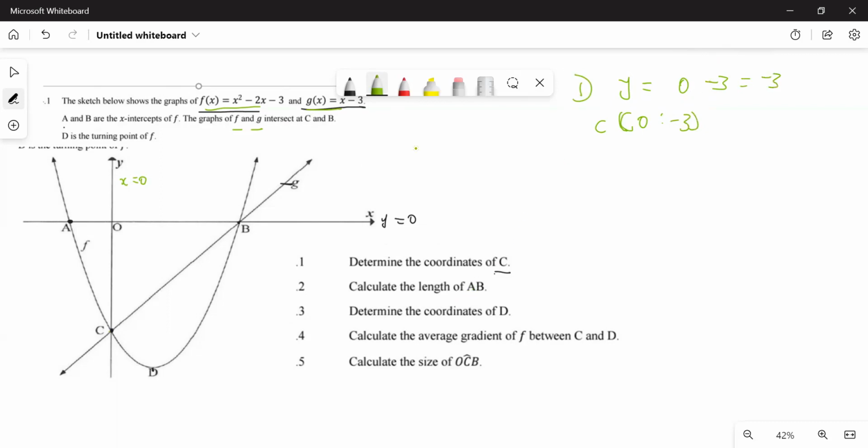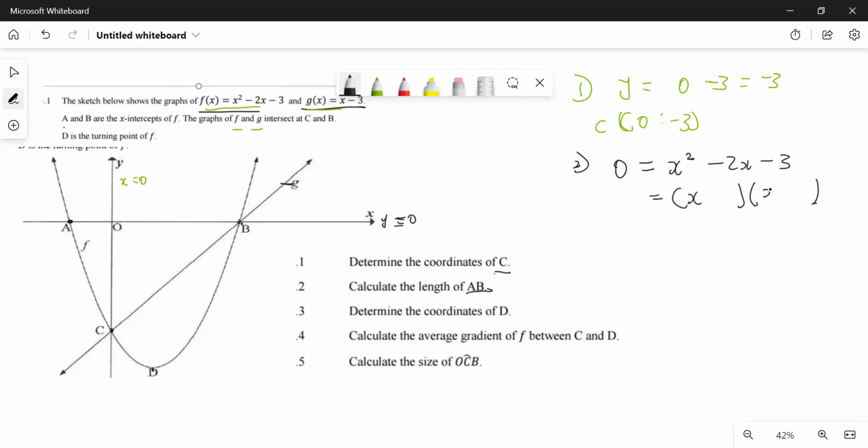Now, the next thing that we have to do, they say we should determine the length of AB. For us to determine the length of something, first we need to get the coordinates of A. We also need to get the coordinates of B. If we're going to get the coordinates of A and B, we know that we are on the x-axis. On the x-axis, what do we know? We know that y is going to be equal to 0. So you're going to have 0 equal to x squared minus 2x minus 3. And then you can factorize, guys. You can use brackets, or you can use the quadratic formula.